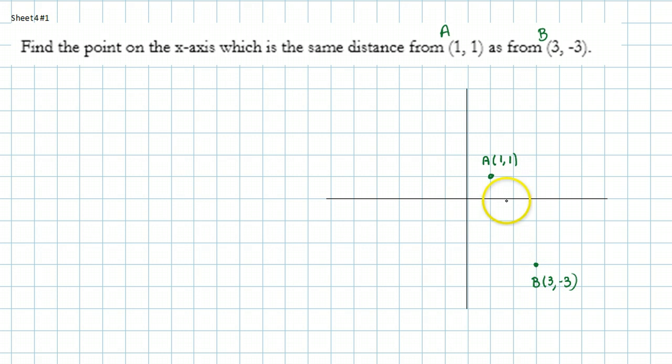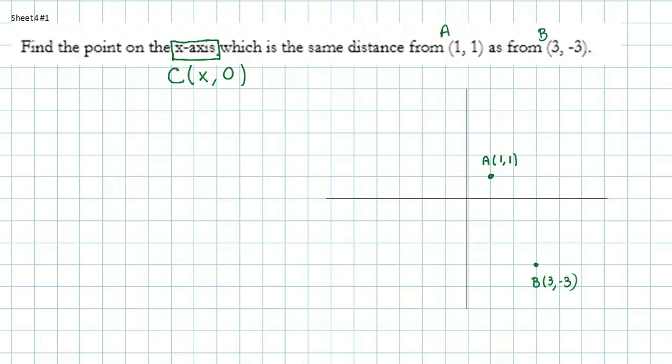There we go. So now I need to find a point on the x-axis which is equidistant, and that's a really important term there, on the x-axis. The reason that's so important is that if it's on the x-axis, and let's call our answer point C, the y value has to be 0, and that means I've reduced one of the unknowns in this problem.